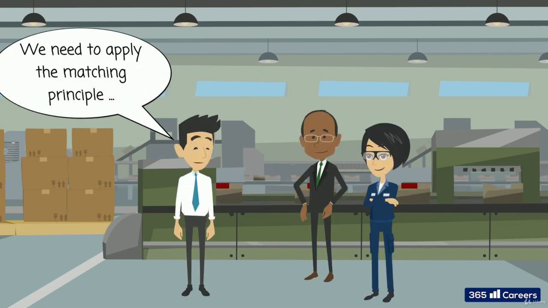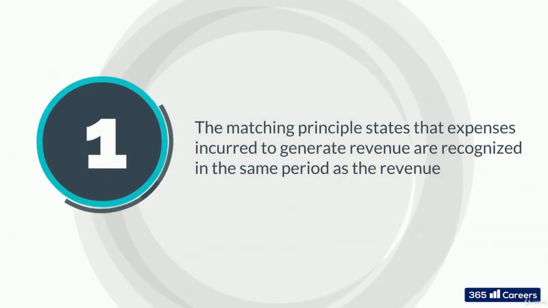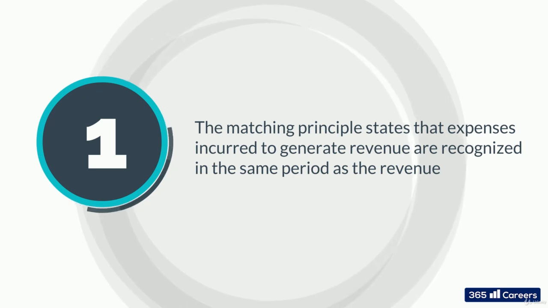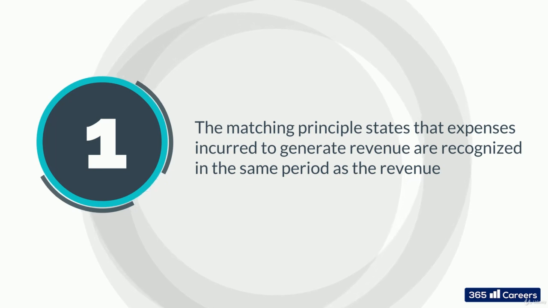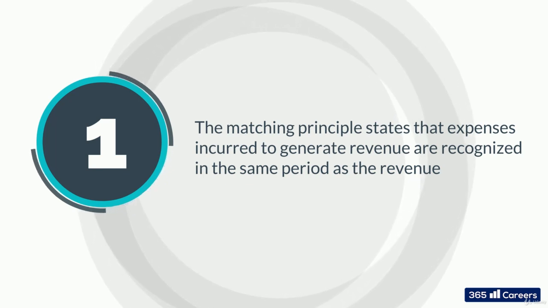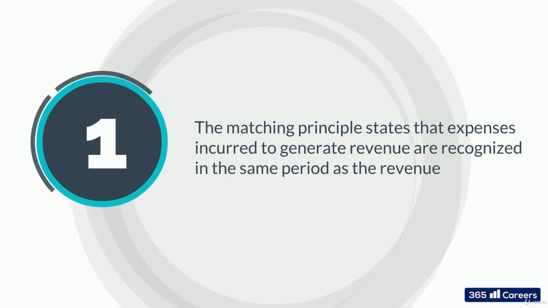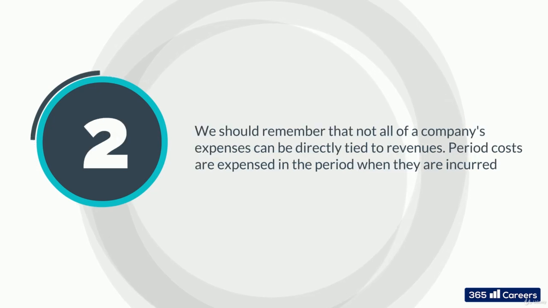In order to impede such behavior, financial authorities apply the matching principle whenever possible. The matching principle is an important accounting concept, stating that expenses incurred to generate revenue are recognized in the same period as the revenue. So, according to the matching principle, if the manufacturing company makes sales in December 2016, it will have to record the cost of raw materials in the same period.